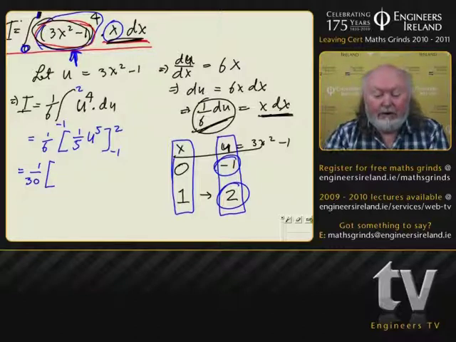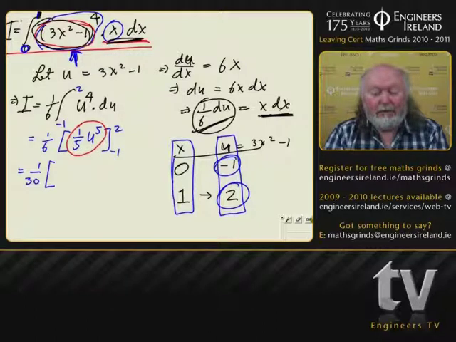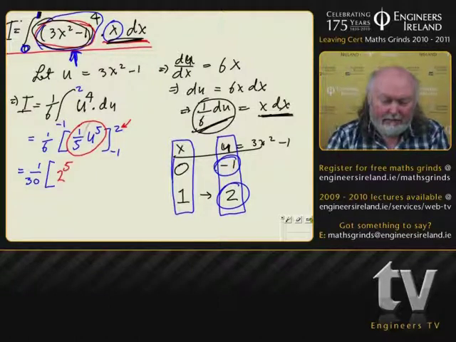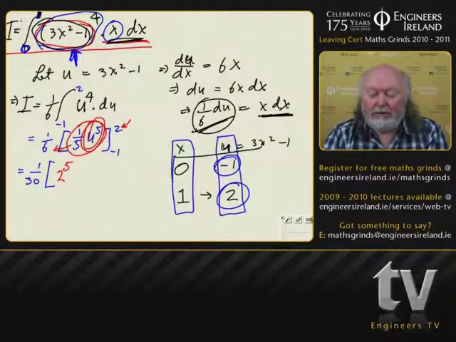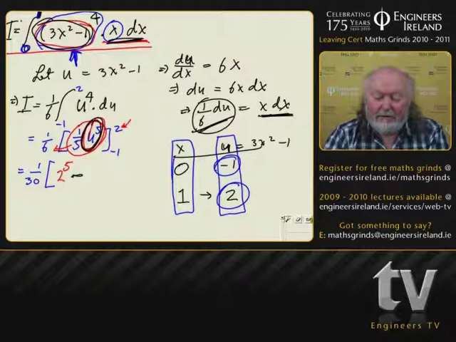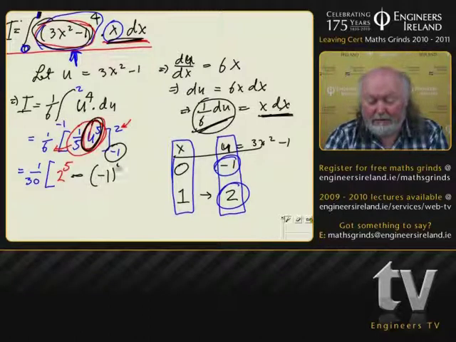This function in here we're going to use with the upper limit now, and we're going to get 2 to the power of 5. Sorry, a second, it's this function, because I've already brought the 5 out here. So it's 2 to the 5. And we're going to use this one with the lower limit. So we're going to get minus, outside, of minus 1 to the 5.